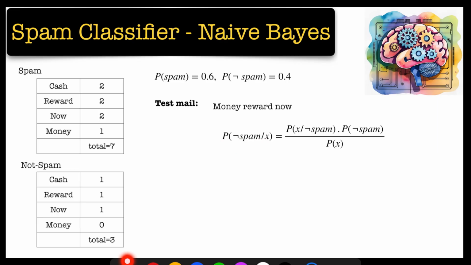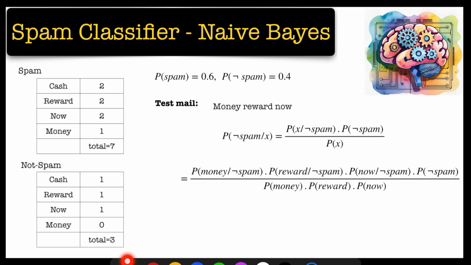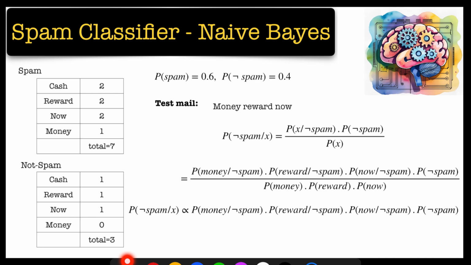Probability of not spam given x is probability of x given not spam times probability of not spam, divided by probability of x. Let's expand this, and we get probability of not spam given x is proportional to this numerator: probability of money given not spam times probability of reward given not spam times probability of now given not spam times probability of not spam.